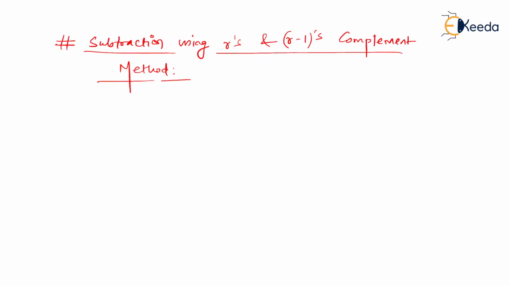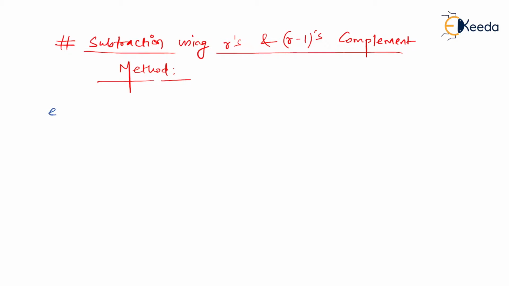Let us understand subtraction using r's and r minus 1's complement method. What is meant by r? First of all, r means base of the number. Depending upon the base of the number, you will have two methods, r's and r minus 1's method. If you don't understand, it's okay. Just pay attention to what I'm trying to say. Don't forget, r means base of the number.